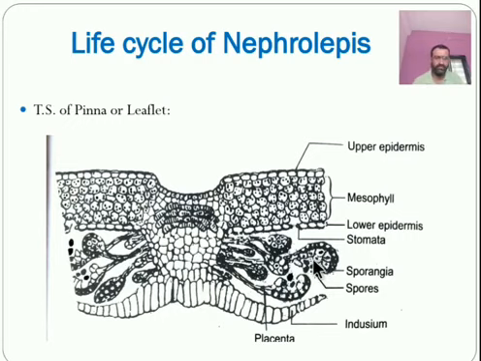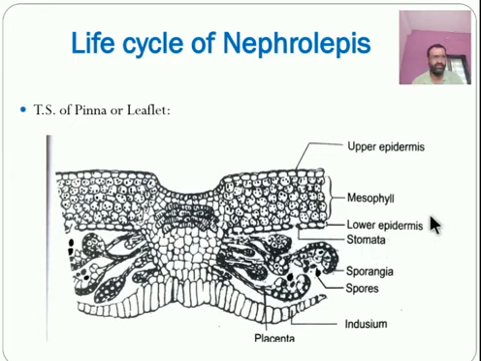The indusium is the protective layer, covering as a single layer, and it is attached to the placenta by a small stalk. This is the stalk, and that stalk is made up of parenchymatous cells. This is about the structure of the TS of the pinna or leaflet. The main three parts, upper epidermis, mesophyll cells, and sorus, are present in the structure of the pinna.